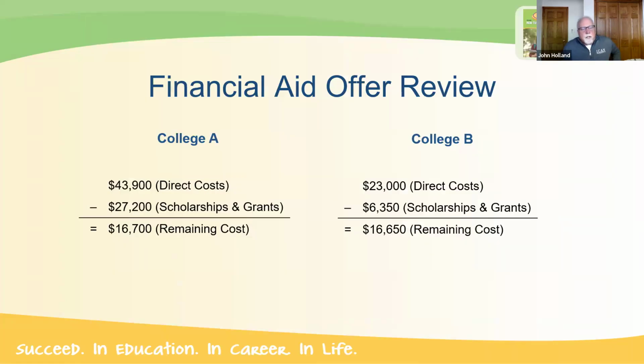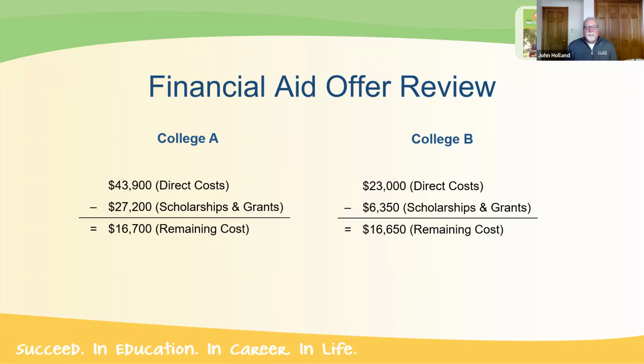So let's look at another example. Here's an example where I've got two colleges, College A and College B. The direct cost, tuition, room and board at College A is $43,900. That's somewhat along the lines of a private liberal arts college. College B, the direct costs are $23,000. That's an example of probably a 4-year public university. College A, they're offering $27,200 in that good stuff, the scholarships and grants.